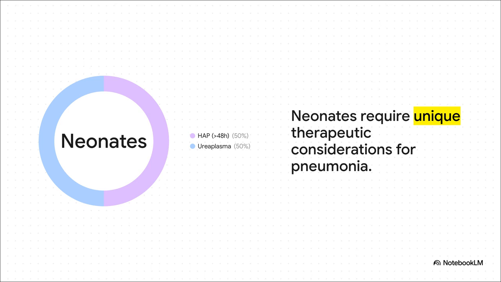Then there's this other tricky situation, Ureaplasma pneumonia. Since it can cause long-term lung issues, we often treat with erythromycin for about a week, sometimes even before we get that definitive PCR result back.